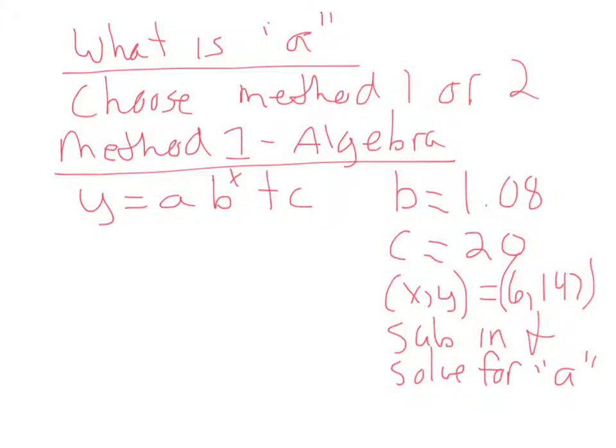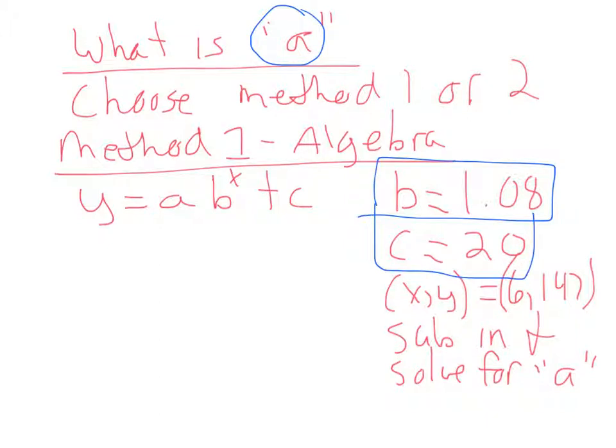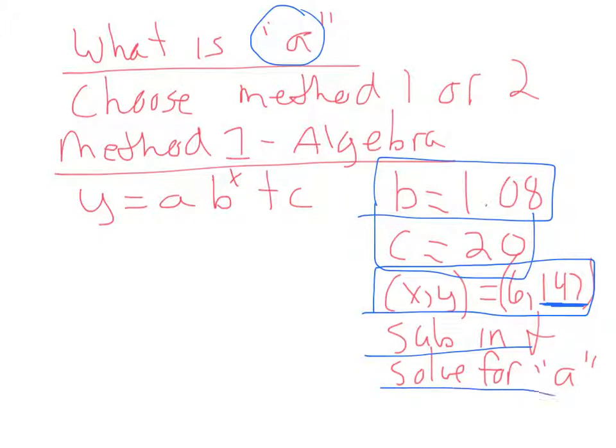So what is A? That's what we want to figure out. What is that A value? I can use this information. I've already figured out that B is 1.08. I know that C is 20. That's a horizontal asymptote. I've got lots of ordered pairs on the table. I picked this one because this value was 146.999, I think, which rounds to 147 even. So that was the closest one, the nicest one to work with, (6, 147). So now I can substitute that into the function and solve for A.